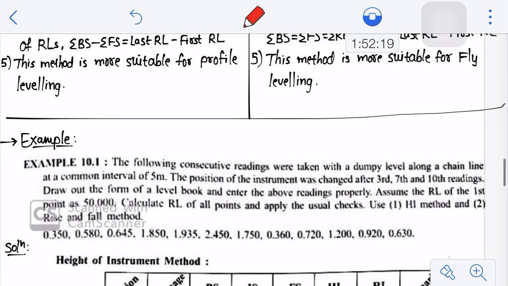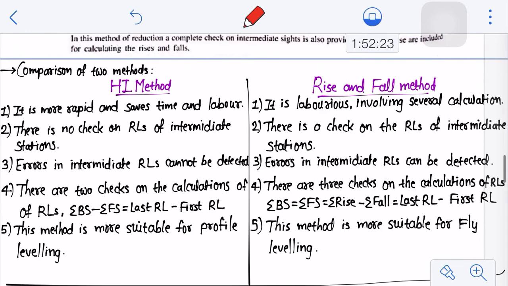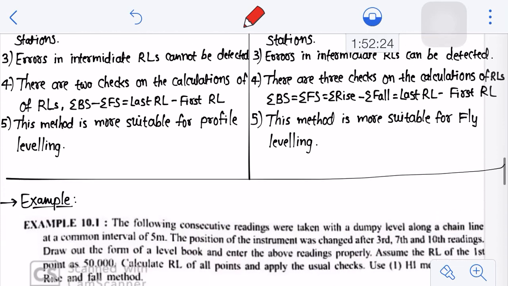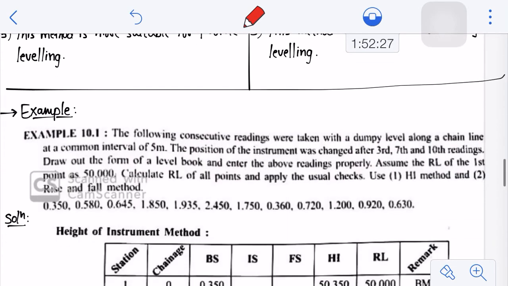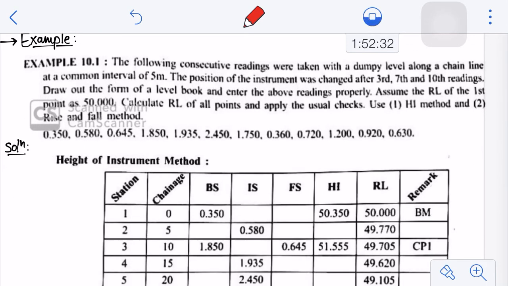So I think this is all about these methods of leveling. And finally, what we have to understand here is about the calculations. So we'll try to see a typical example of these methods now, to understand them again, based on the HI method and the rise and fall method.